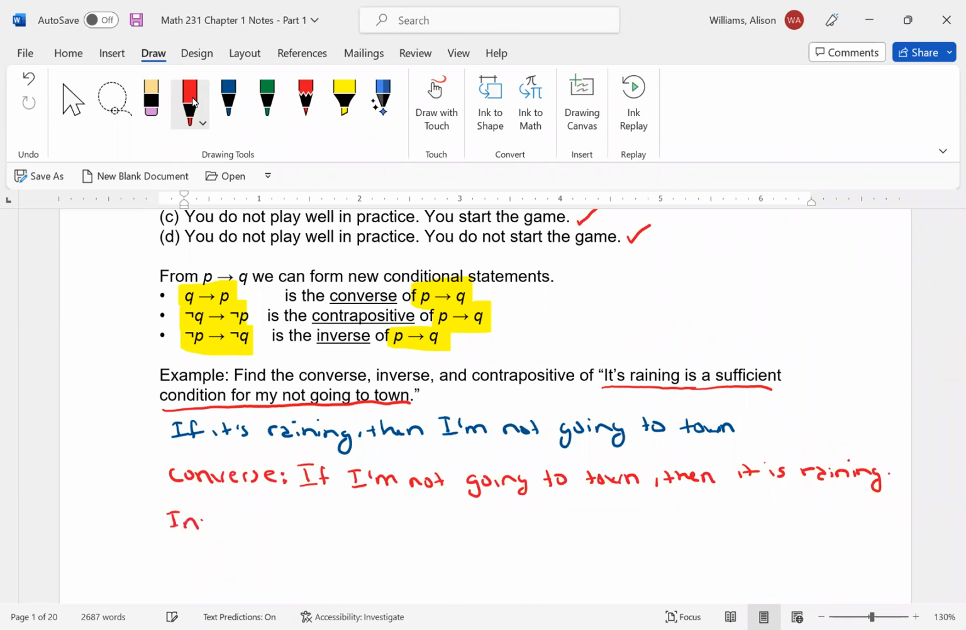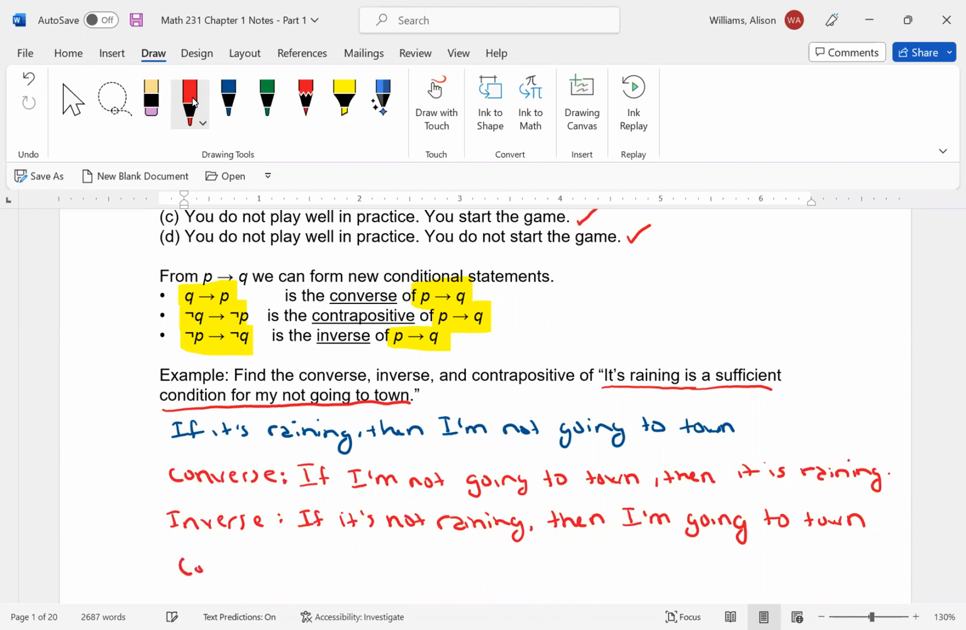So now let's do inverse. The inverse of the statement negates them. So if it's not raining, then I'm going to town. Notice how I dropped the not for the second part, right? That's what the negation of not going to town would be. It would be going to town.